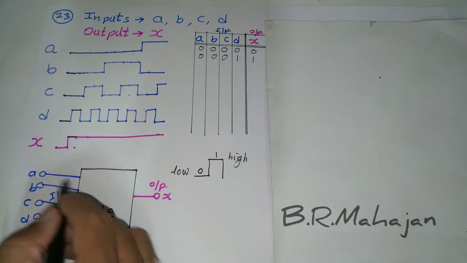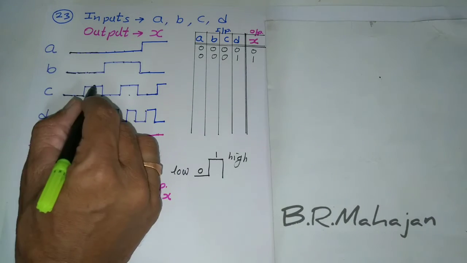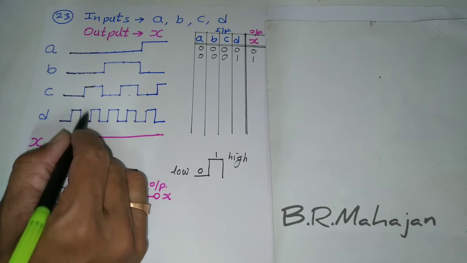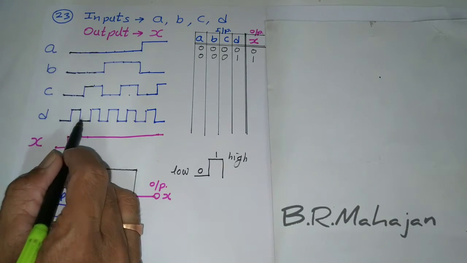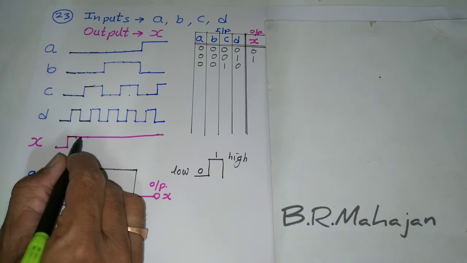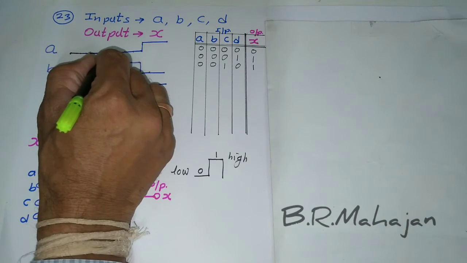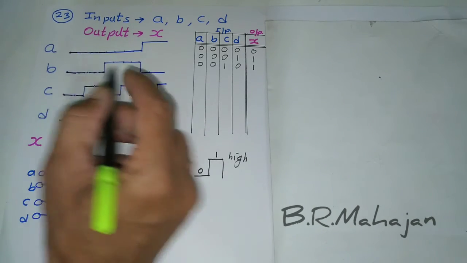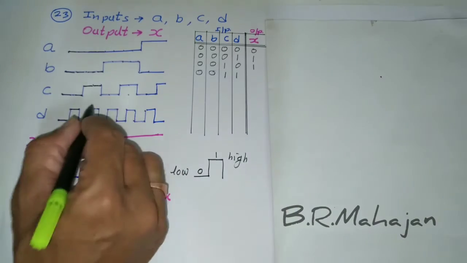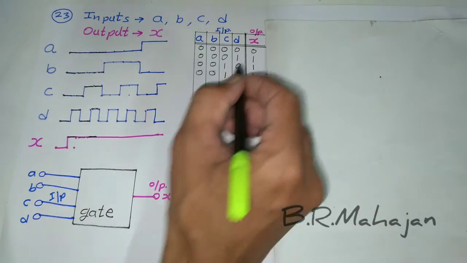Next, A is still 0 at the lower level, B is still 0, C is now 1 because it is at high level, and D is now 0. A 0, B 0, C 1, D 0. What about the output? Output is now 1. Going in this fashion, let's check the other inputs. A is still 0, B is still 0, C is 1 now, and D is also 1. What about the output? Output is now 1 because it is at high level. X is 1.